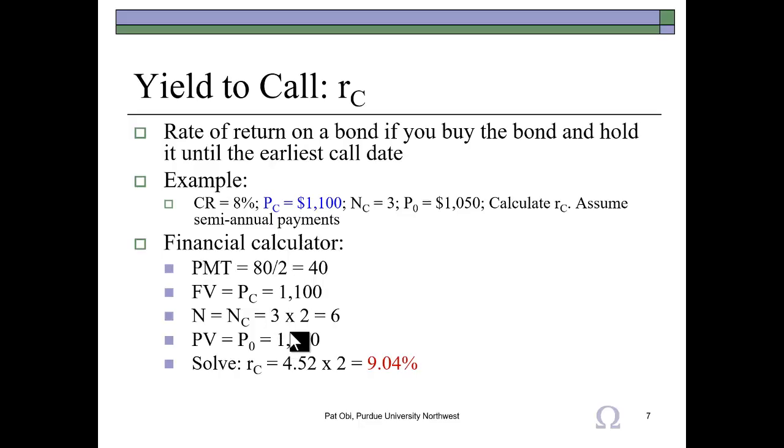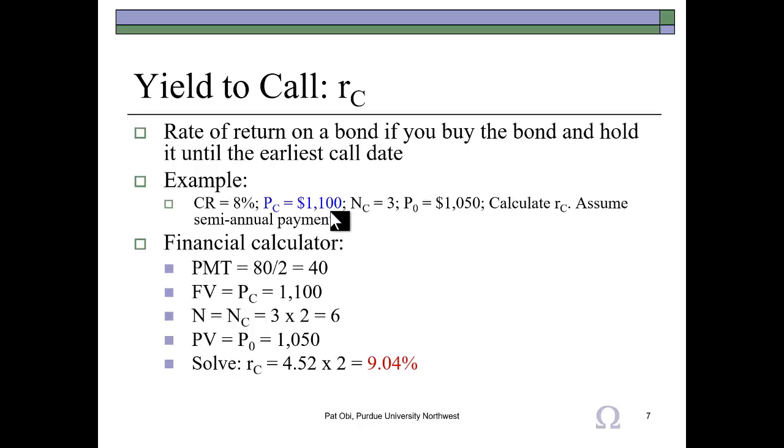Given all this information and solving for I over Y on your BA2 Plus, you're going to get 4.52%. Again, that's only a semi-annual rate, so you're going to have to double up on it to get the final correct annualized figure of 9.04%. So 9.04% is going to be the rate of return that you're going to earn if you purchase this bond for $1,050, hold it for 3 years, and receive $80 or $40 every 6 months, and $1,100 at the end of 3 years, which would include the face value and the call premium of 100 bucks.